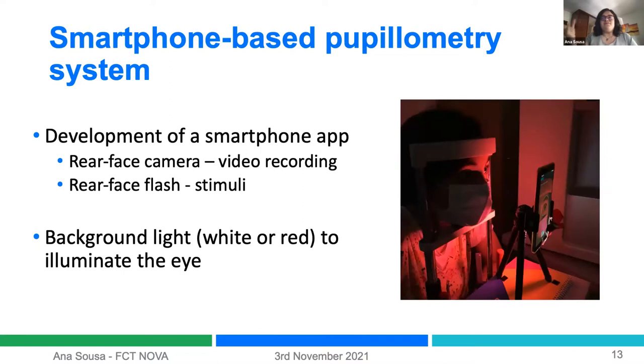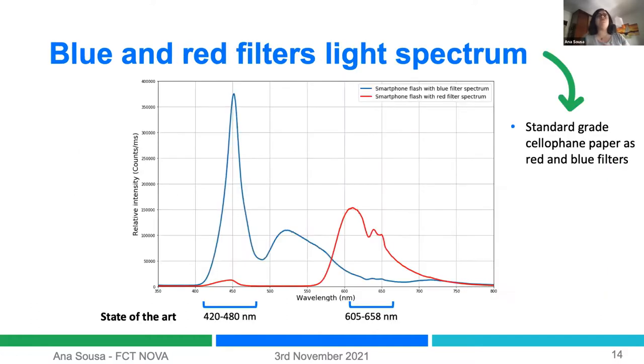So this is an example of an apparatus of the measurements. For now, it is still in an early stage, but basically we put the individual in a chin rest like this one so that it can be stable, and we use a tripod to also stabilize the smartphone and to be able to do the acquisitions.